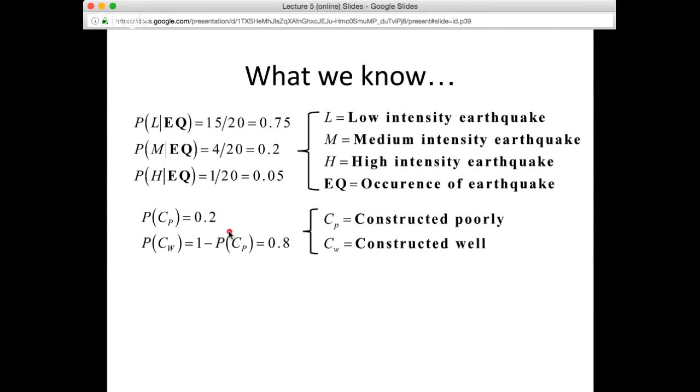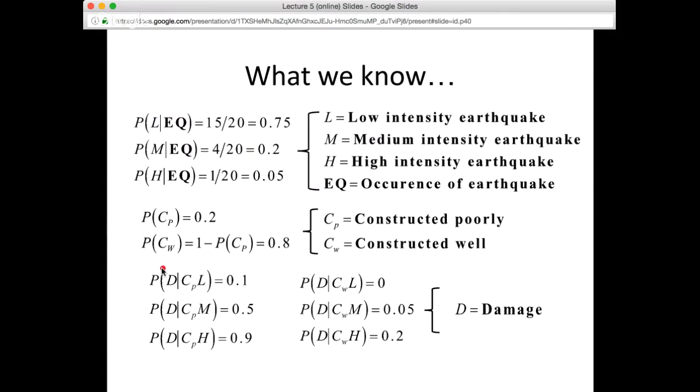Furthermore, we're told that buildings can be either poorly constructed or well constructed, and that about 20% of the buildings in the city are poorly constructed. So the probability of a poorly constructed building is about 20%. These are mutually exclusive, so that means that the probability of a well-constructed building is going to be the complement of a poorly constructed building, and so that's going to be 80% for a well-constructed building.